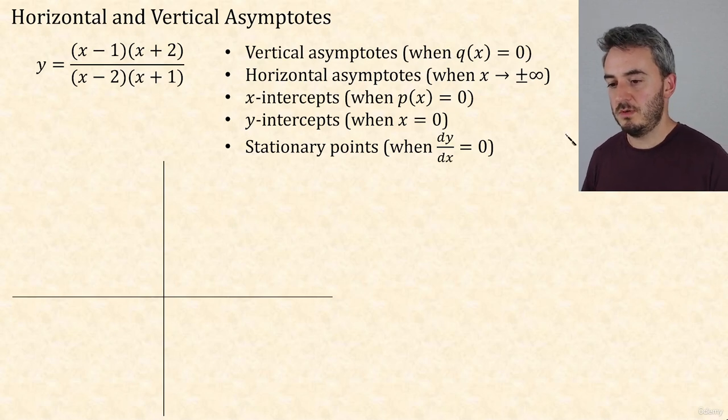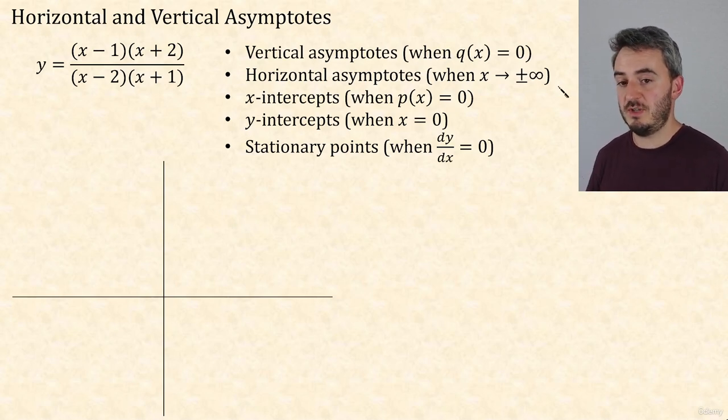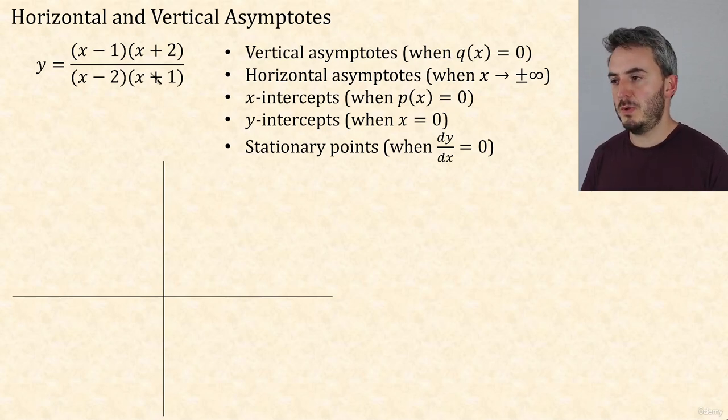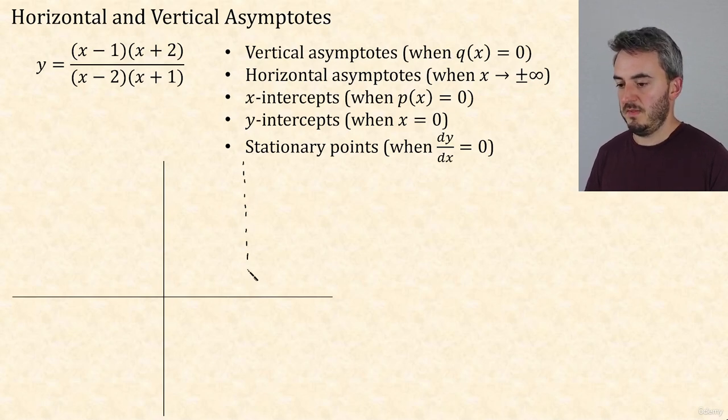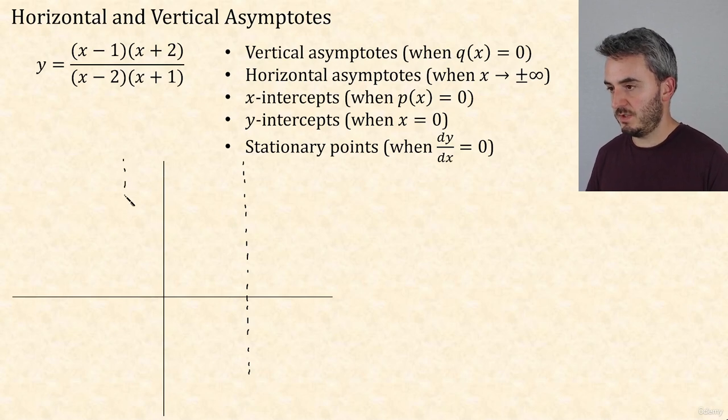Okay, so we've got a quadratic over a quadratic here. It's a bit different to last time. Let's start with the vertical asymptotes. That's when the denominator is 0, and that's happening at x equals 2, and then x equals minus 1. So here are our vertical asymptotes.